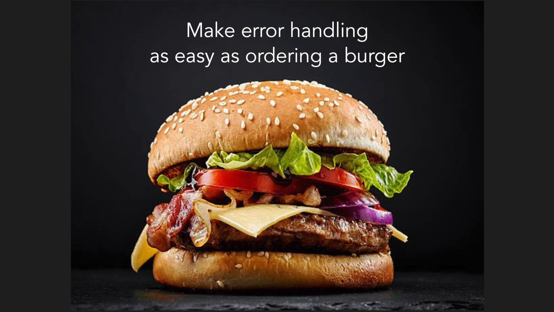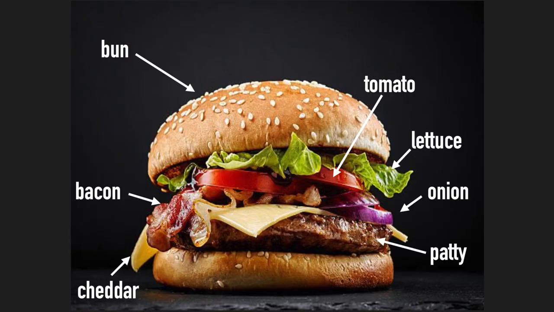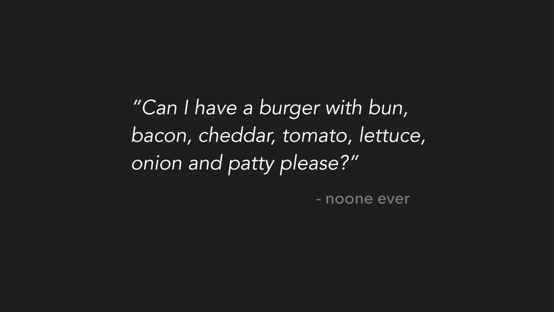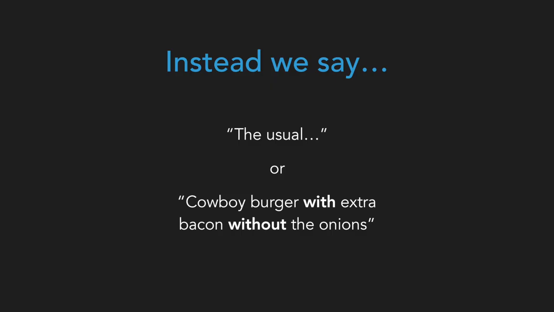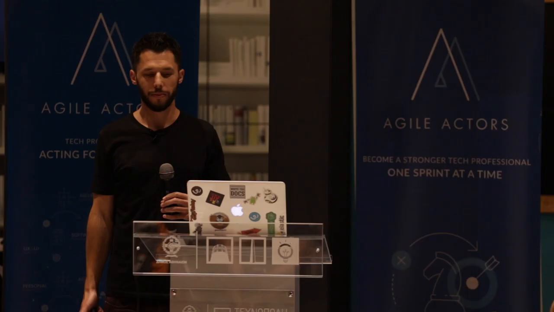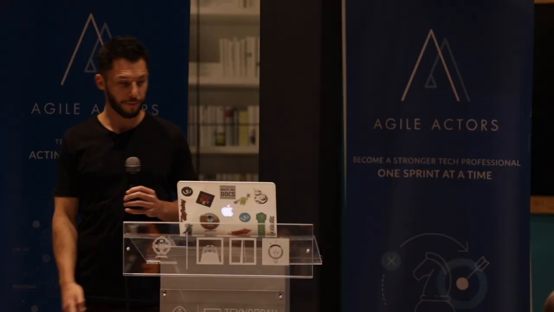We should make it as easy and straightforward as ordering a burger. Okay, these are the most common ingredients, but who says that? I mean, who says that? No one. What we really say is that I need a cowboy burger without onions or with extra bacon. So, what we want from our error handling solution is for it to be expressed in natural language. Something like offline versus, you know, a status comparison.